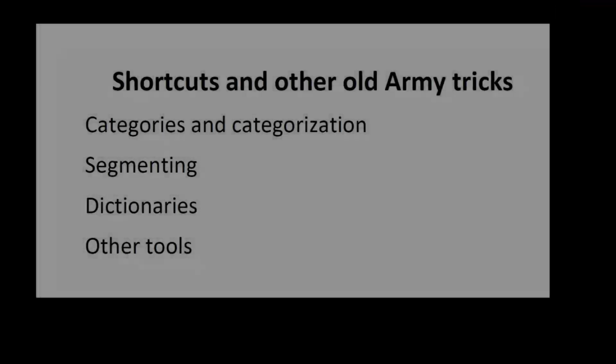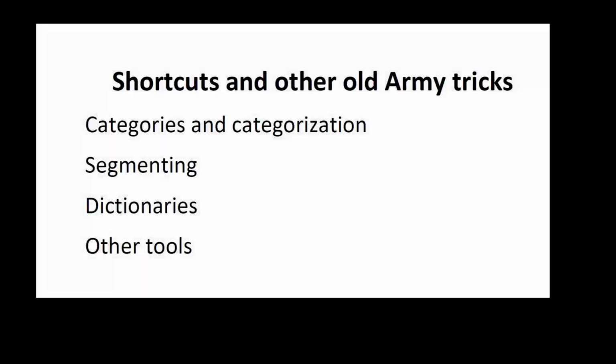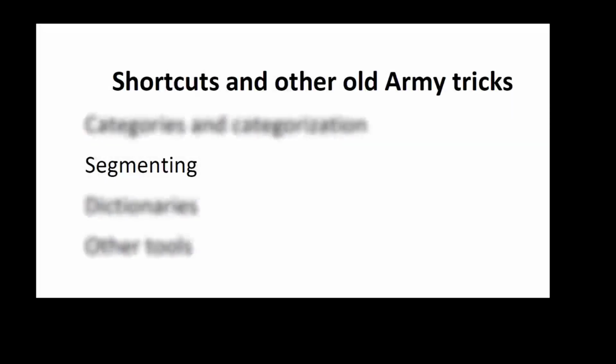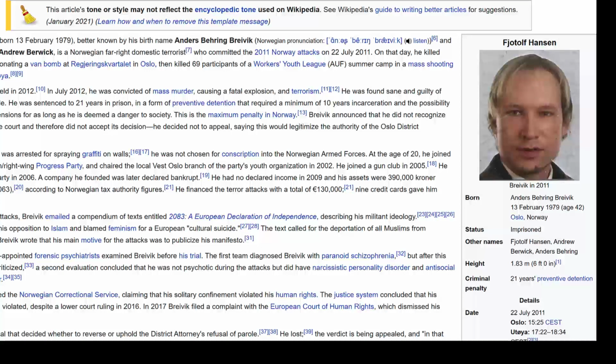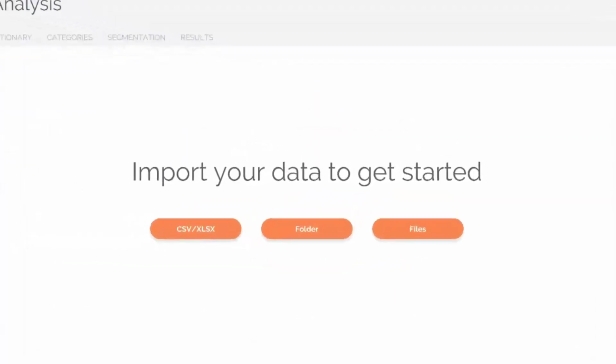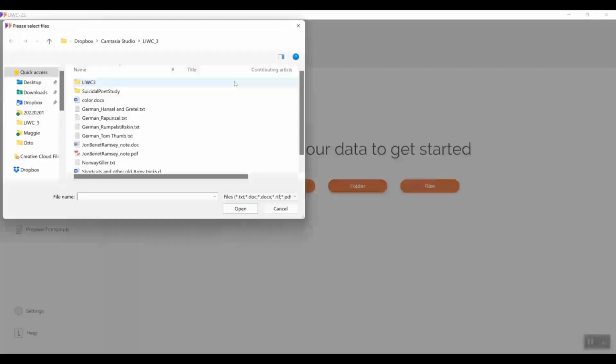Let's move on to the next old Army trick, segmentation. Sometimes it's helpful to see how a text unfolds over time. We're going to look at the 1,800-page manifesto of the 32-year-old man who murdered 77 people in Norway in 2011. For starters, I'll load the giant file, which has over 740,000 words, which is about 50% more words than War and Peace.